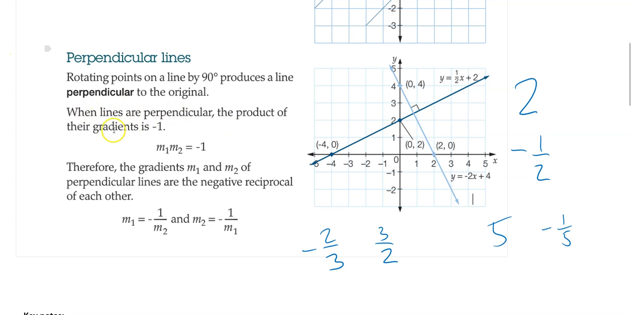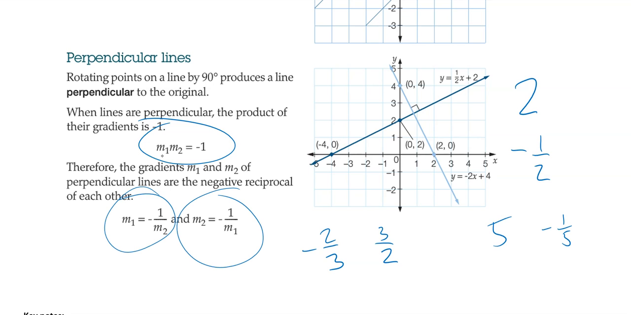So when lines are perpendicular, the product of their gradients is -1. So if I take any of these combinations here and I multiply them together, the result would always be -1. If I go 2 times a negative a half, well, 2 times a half is 1, but then it's negative, so -1. If I go 5 times negative a fifth, well, 5/5 is 1, and that's negative, so -1. And 2/3 times 3 over 2, well, 1.5 times 2/3 ends up being 1 as well, but then it's negative, so -1.